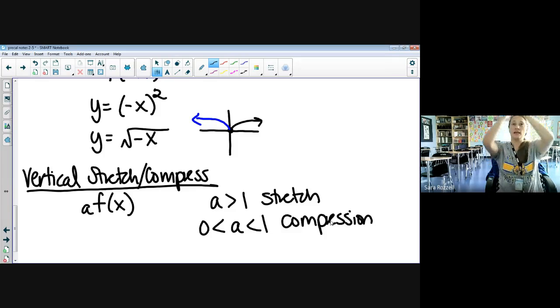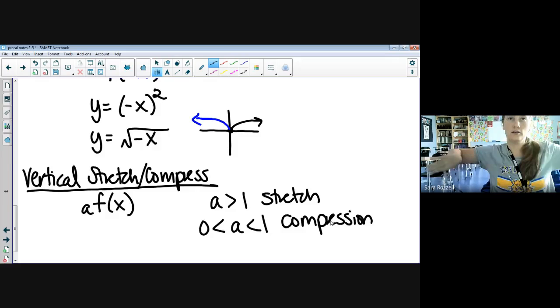That parabola is going to get tall and skinny, right? Kind of like if you had Play-Doh or something. But if you got your parabola and you are pushing it down, the sides of it are going to go out to the sides, right? So a vertical stretch is going to make it tall and skinny. A vertical compression is going to squeeze it out to the sides. Okay? Does that kind of make a little bit of sense? Of vertical stretch, tall, compression, wide.